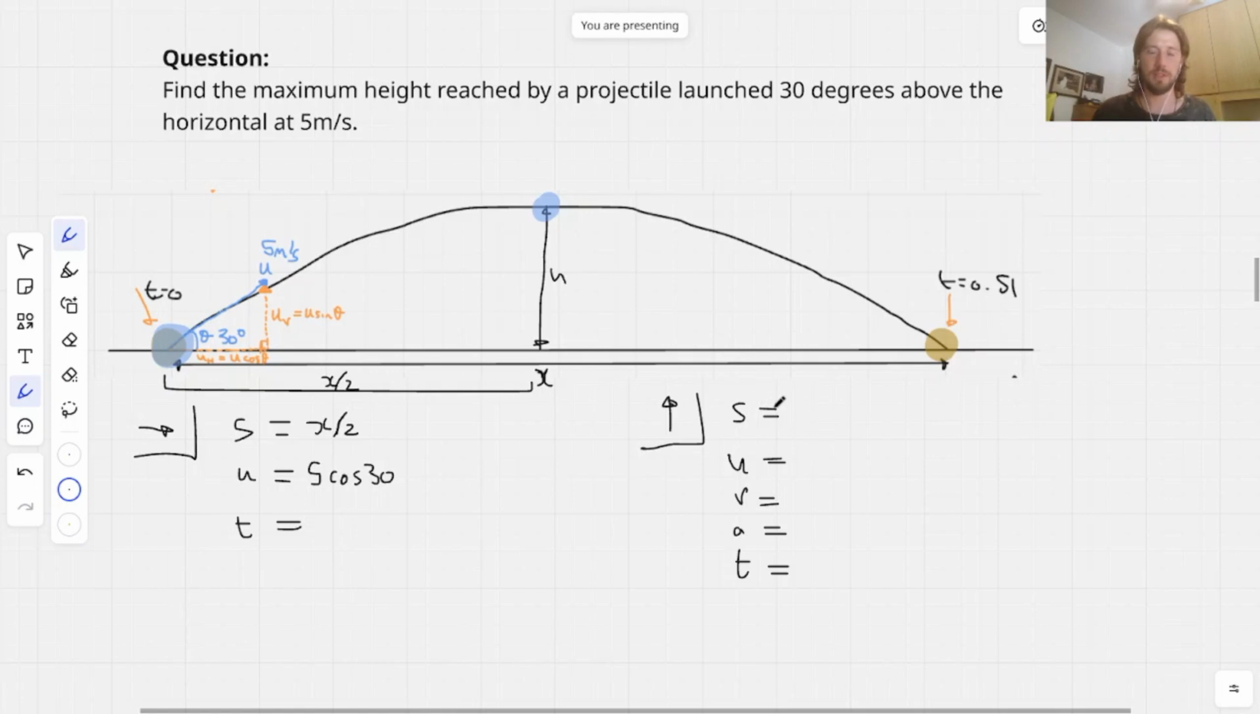Okay, let's go to the vertical. For the vertical, we're starting down here, we end up there, so we give it a positive h. Put in a minus 9.8, downwards acceleration.